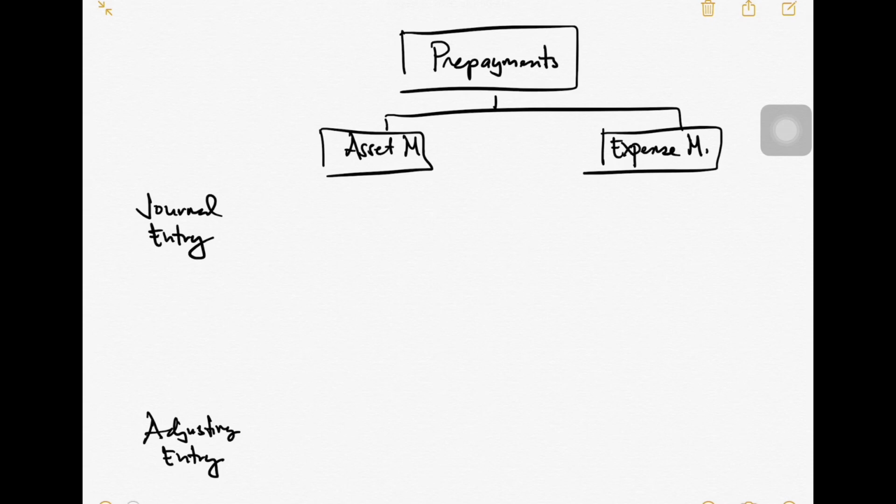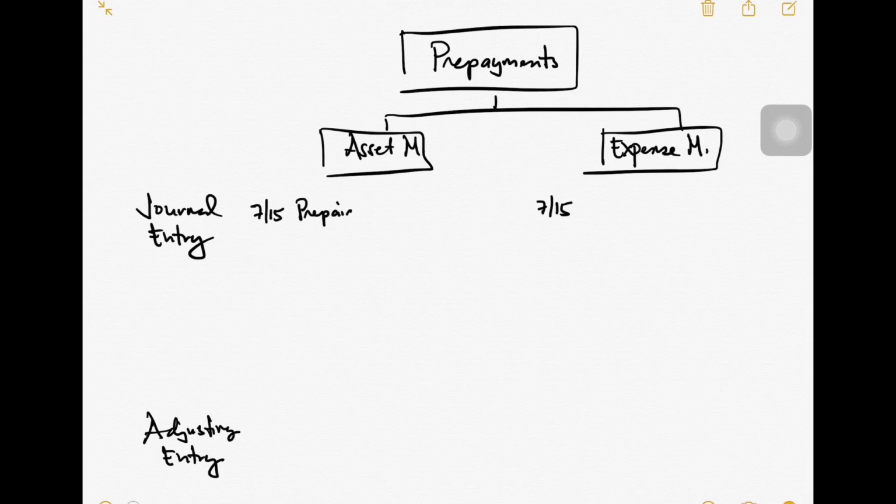the initial entry. Because under the asset method, there is a recognition of an asset, while for the expense method, there is a recognition of an expense. So let's say you have a transaction on July 15. And as I said, under the asset method, there is a recognition of an asset. So let's have prepaid rent.